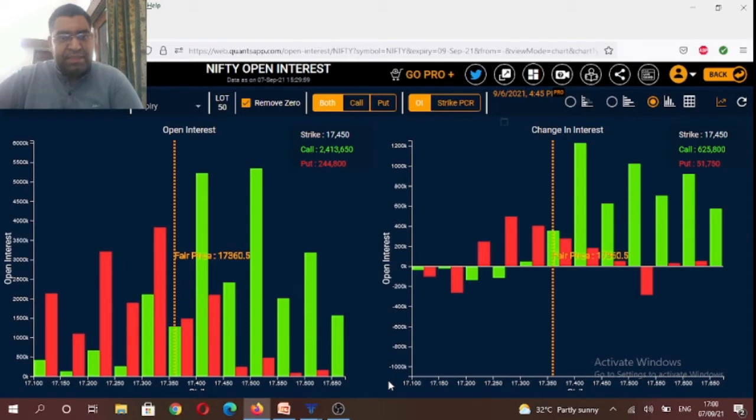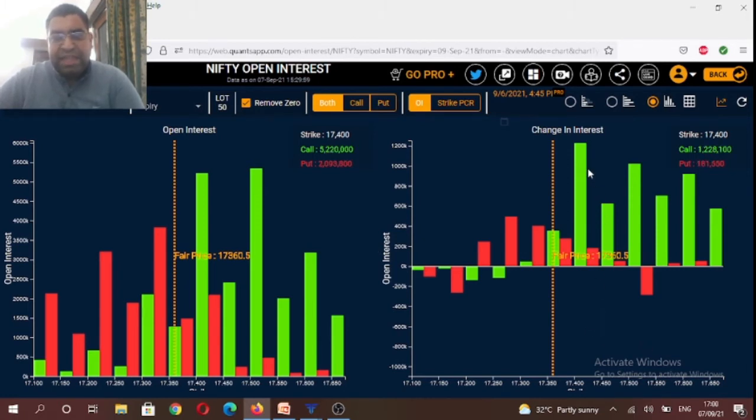For 9th September weekly expiry series, you will see that the highest amount of open interest in calls is currently at 17,500 and 17,400 call strike. And if we see the puts, the highest amount of open interest is at 17,300 and 17,200 put strike. So for this weekly series, 17,200 is likely to act as a strong support and 17,500 is likely to act as a strong resistance.